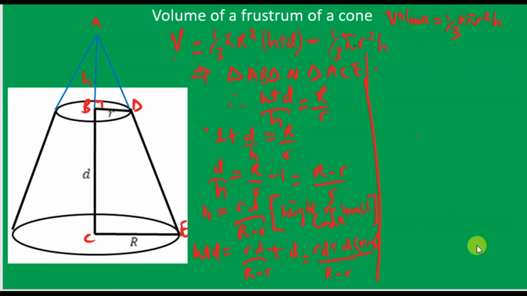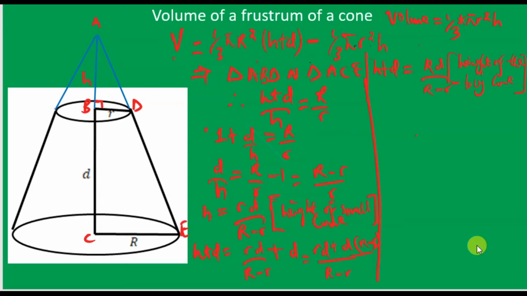Open up the bracket. So we have h plus d is now d times r is dr, plus d times R, minus d times r, so this subtracts this, so we are left with the big R d over R minus r. So this is the height of the big cone. So in case you're asked to find the height of the big cone, we use this formula. So we now replace h plus d with this, and small h with this.